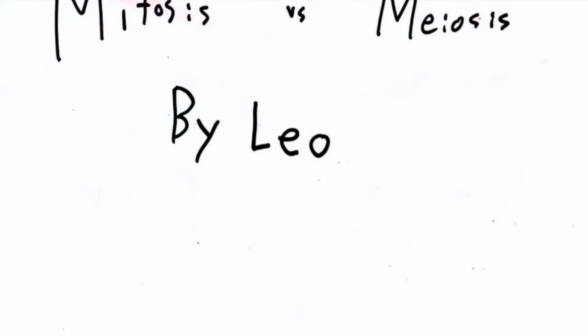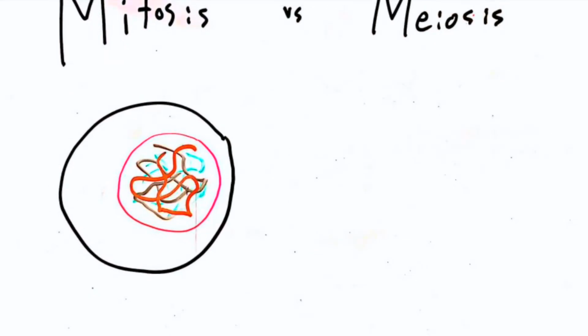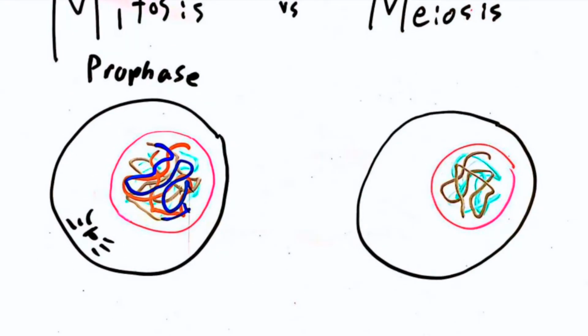Mitosis and meiosis are the main ways cells grow, repair, and reproduce. They seem similar, but they're actually very different in a few key ways. These are the differences between mitosis and meiosis.